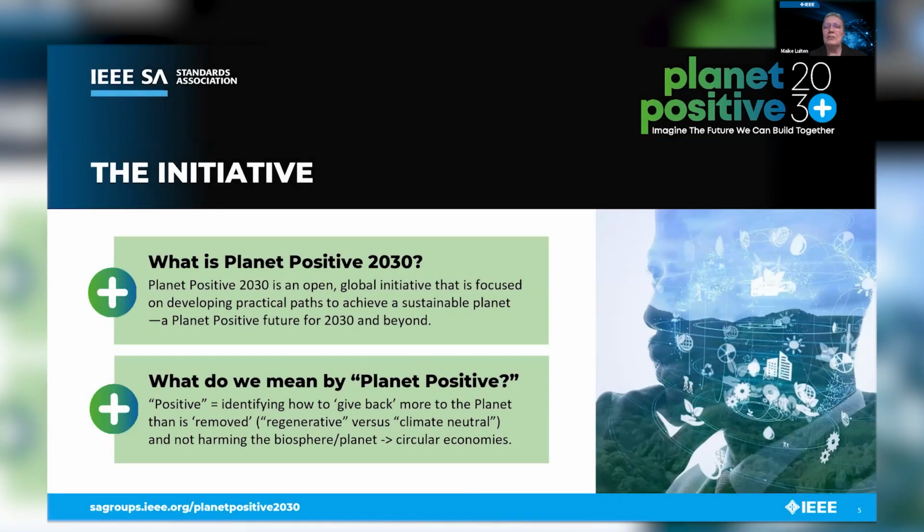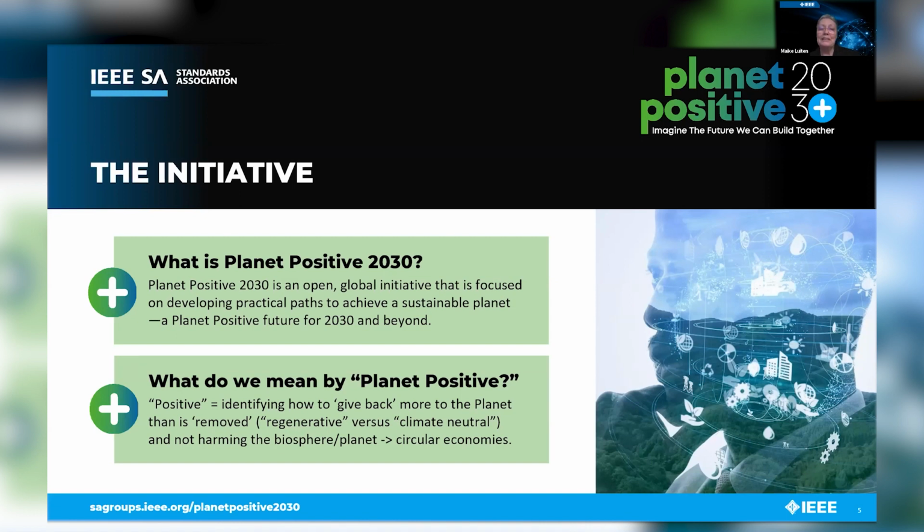So why do we call our initiative Planet Positive? What is Planet Positive 2030? It's essentially a global open initiative focusing on finding practical paths to achieve a sustainable, flourishing planet, a Planet Positive future, we call it, for 2030 and beyond. We use 2030 because, even though I talk about a long-range view, we cannot put off solutions and actions into the long term. We need to act now in order to achieve that long-term vision of a flourishing planet.